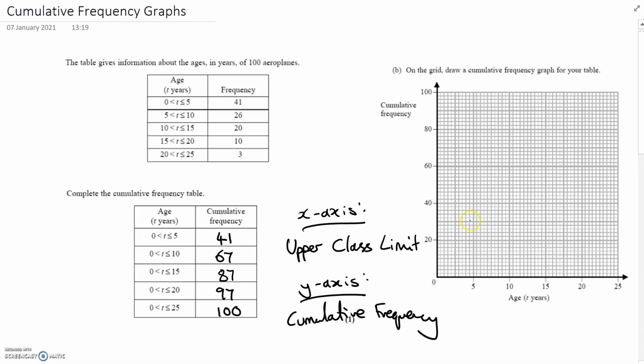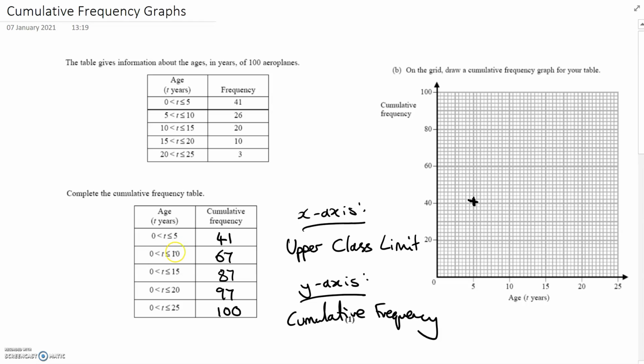And just be careful with your scales here. So 5 against 41. And it'll be easier in your exam when it's all printed out for you. 5, 41 is going to be here. Be careful with your scales. Here it's 10 squares is 20 units. So 1 square will be 2. So 41 will just be halfway up that very first little square.